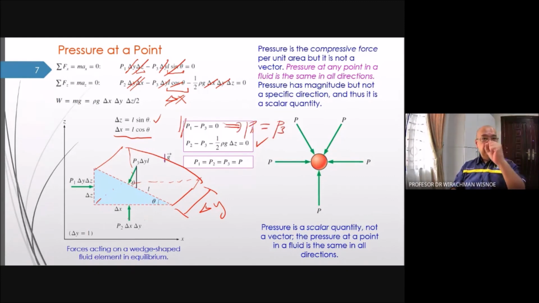We are talking about a very small point. So when it is very small, delta z is 0. When delta z is 0, this one is 0. When this one is 0, it means P2 equal to P3. So if we have P1 equal to P3 and P2 equal to P3, we can say that P1 equal to P2 equal to P3 equal to P. So we prove that at one point in a space, the pressure in any direction is the same.